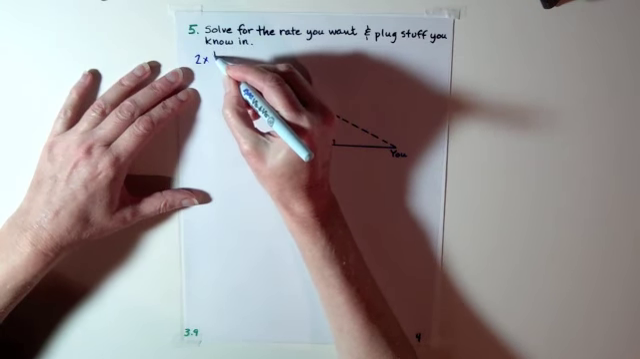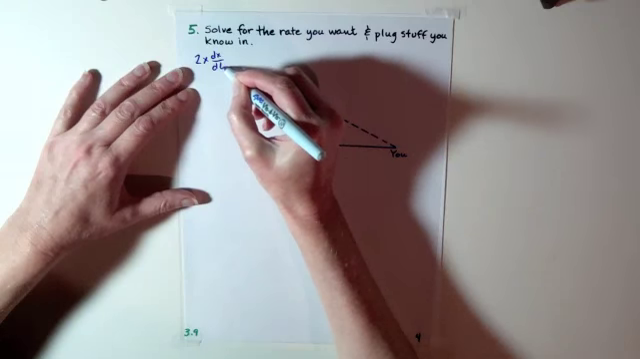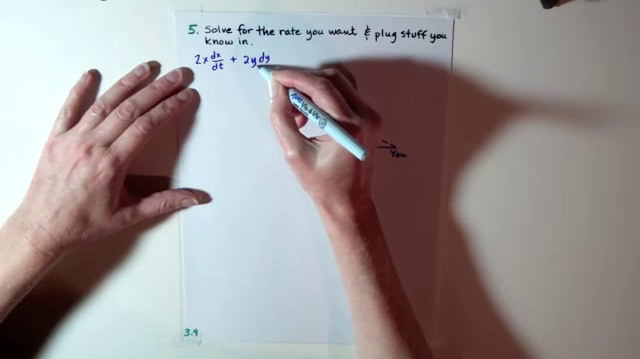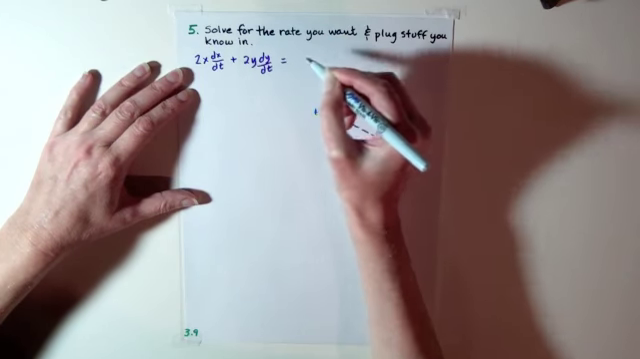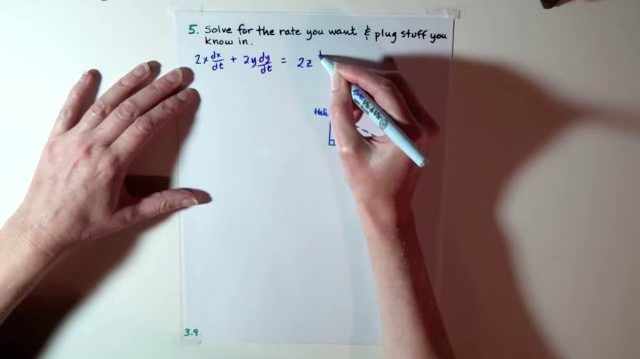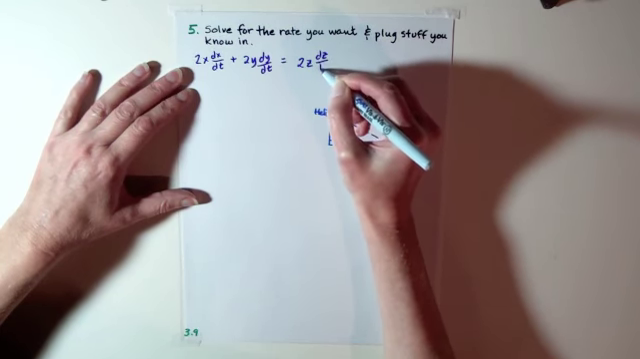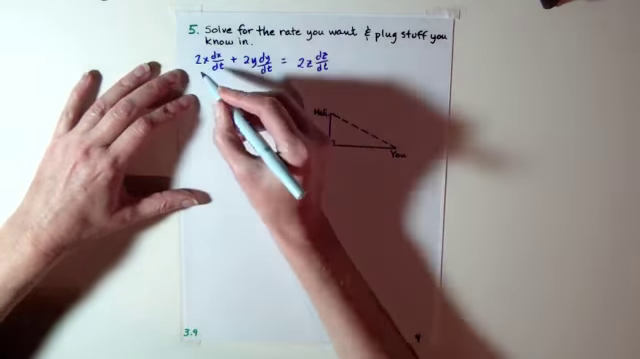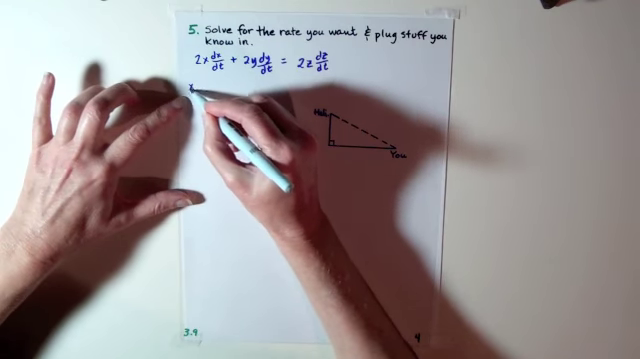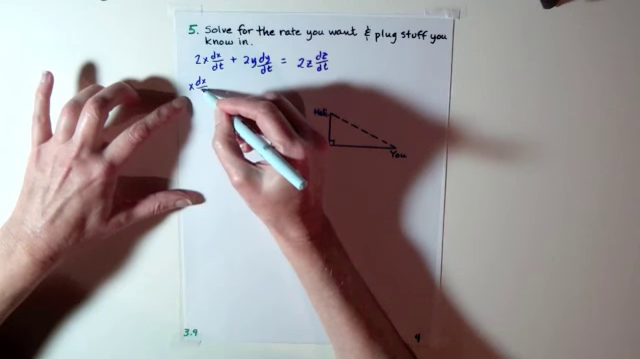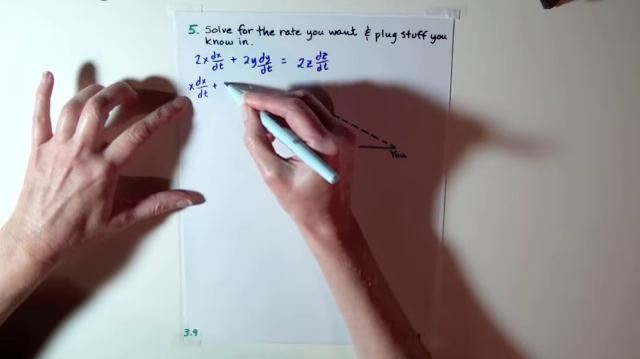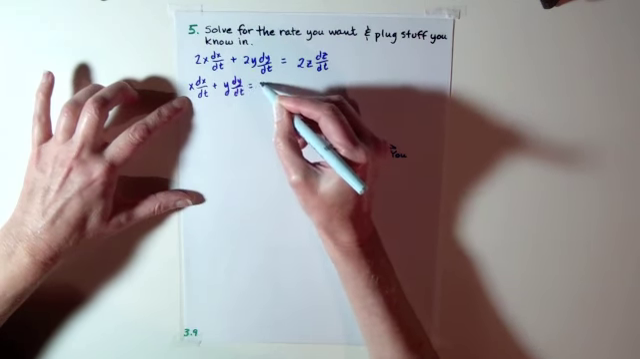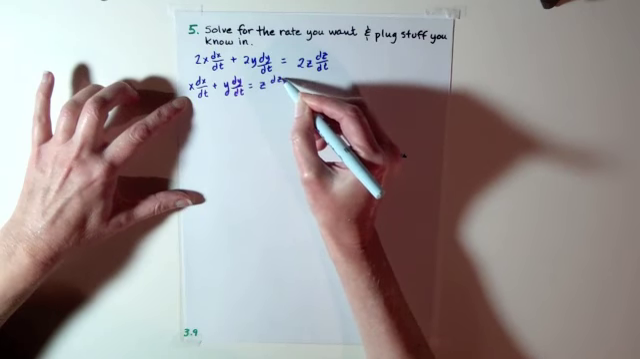It was 2x dx dt plus 2y dy dt is equal to 2z dz dt, and right away I can see that there's a common factor of 2 on both sides of the equation. Let me divide through by 2 and just get rid of that. So I'm going to write it as x dx dt plus y dy dt is equal to z dz dt.